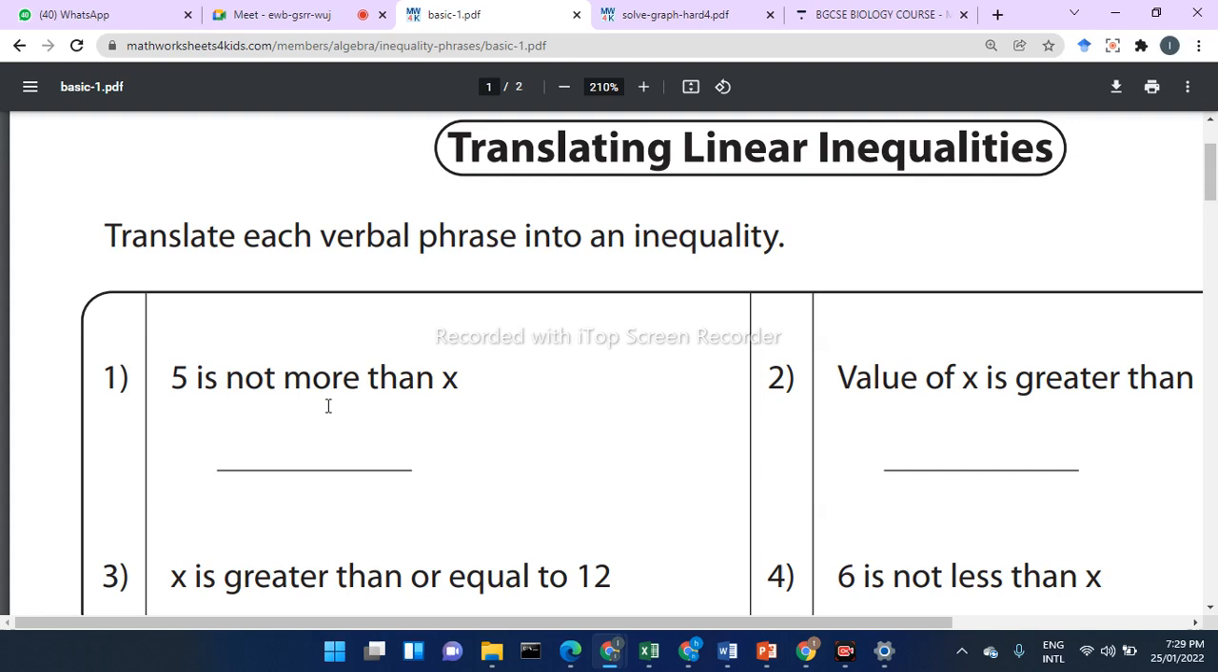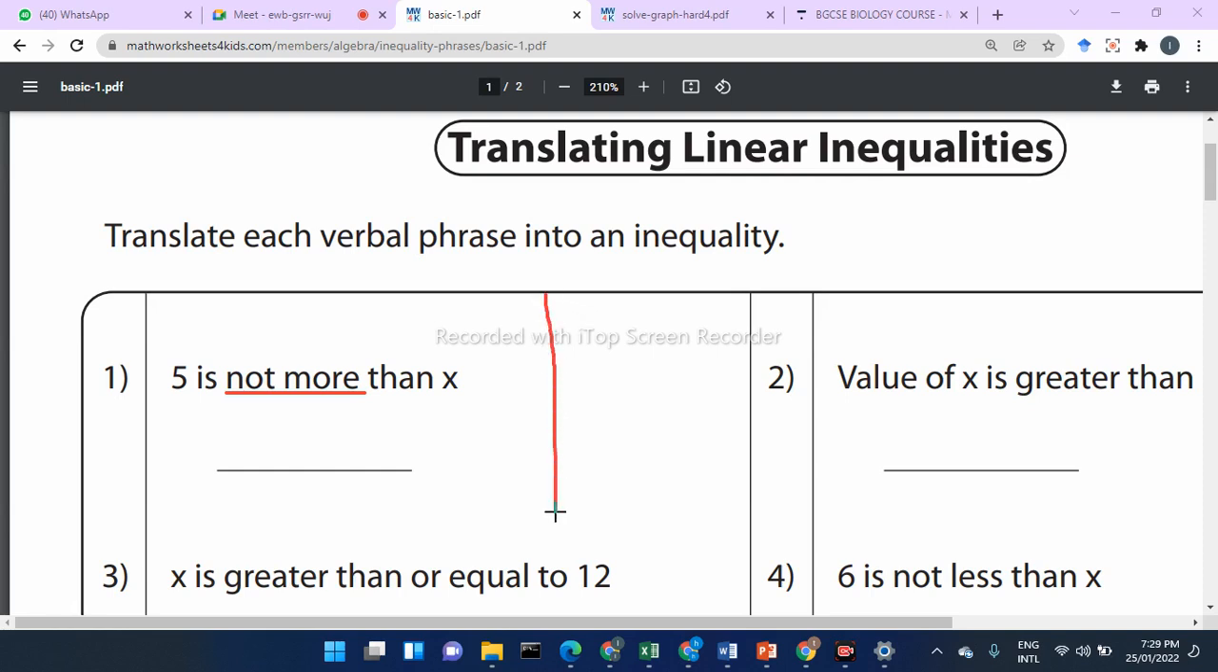So if they tell you, hey, listen, 5 is not more than x, how would we write that in inequality form? 5 is not more than x. X is greater than 5.